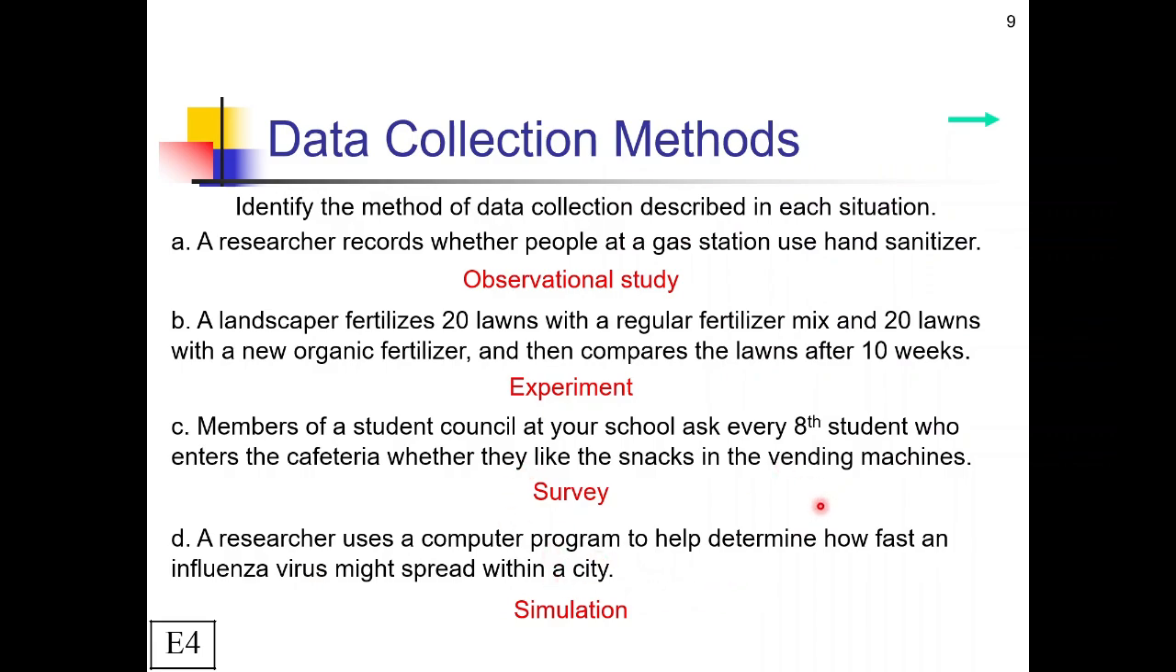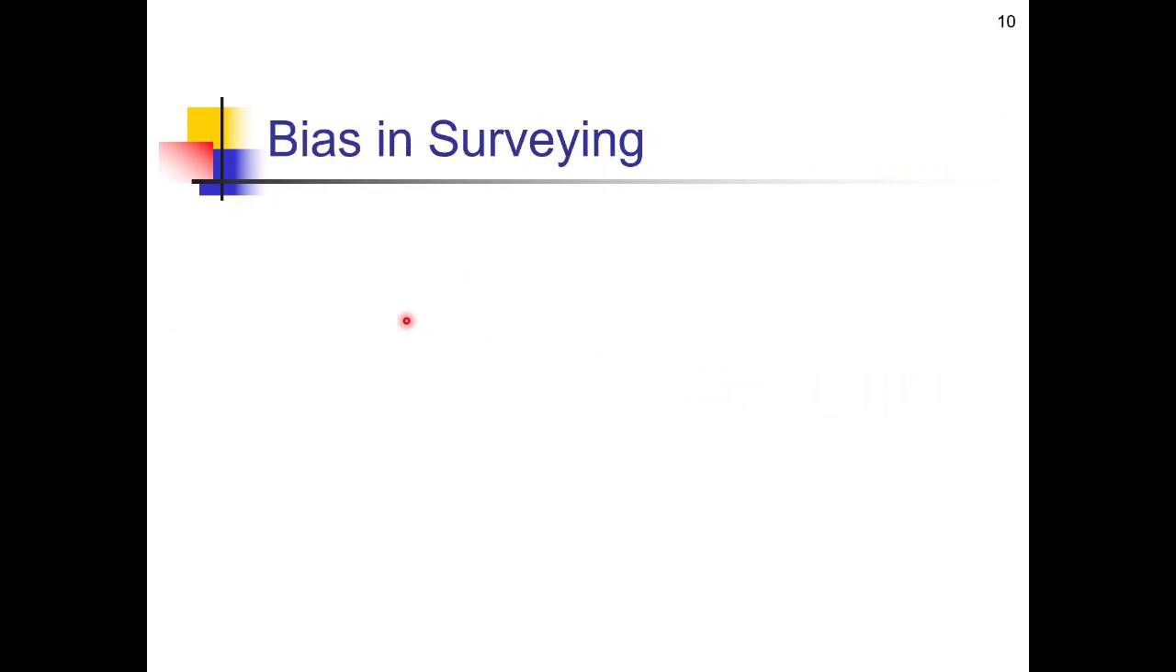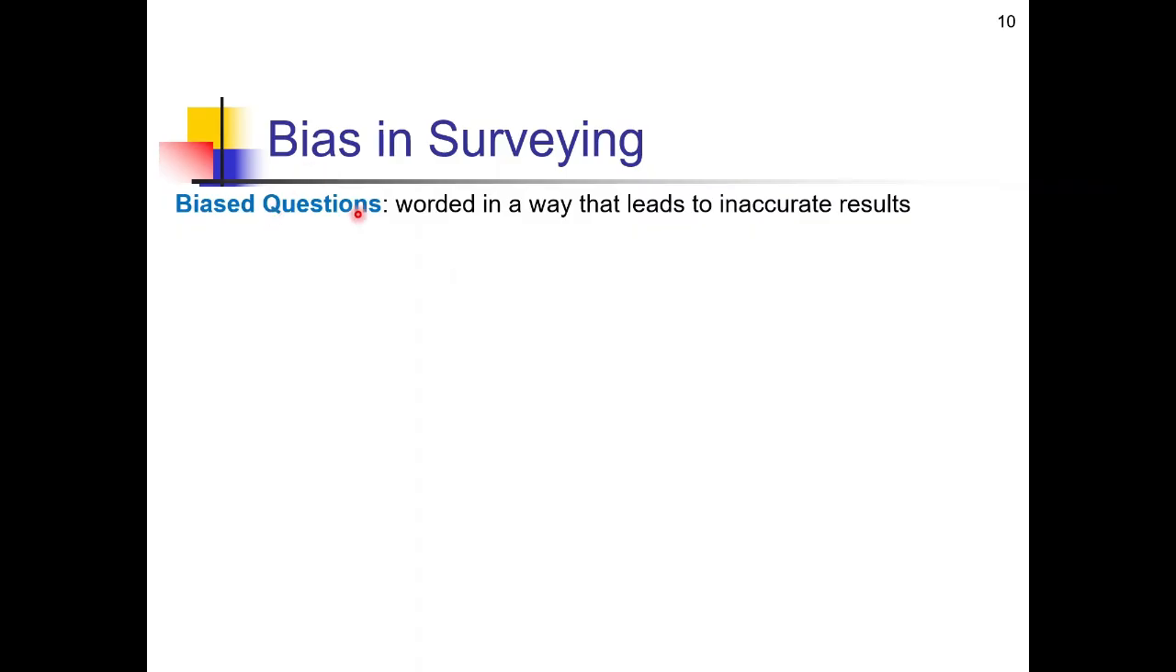It's a simulation. For our last segment, we're going to revisit the concept of bias. We already talked about this in the context of choosing our sample, but we can also have bias in the collection of our data. And in this one, we're actually going to focus specifically on bias in picking our survey questions. So biased questions are questions that are worded in a way that's going to lead to inaccurate results. It's going to lead to people maybe not giving the answer that they truly believe in.